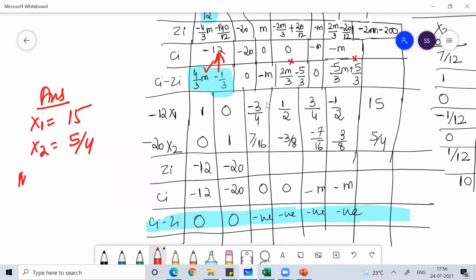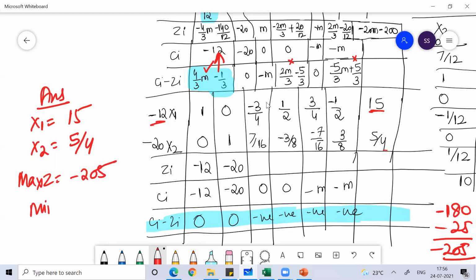So the maximum of z, how much you will get? This is minus 12 into 15. This will be minus 180, and then minus 5 into 5, which means minus 25. This would be minus 205. So the minimum value of z will be 205. Anyone, any doubt?